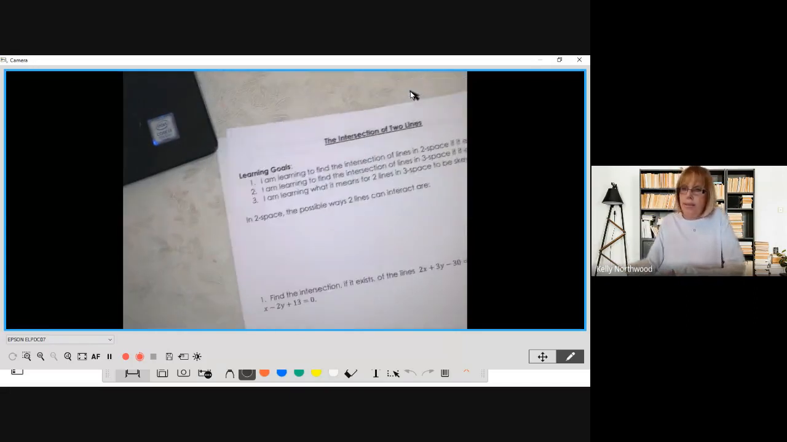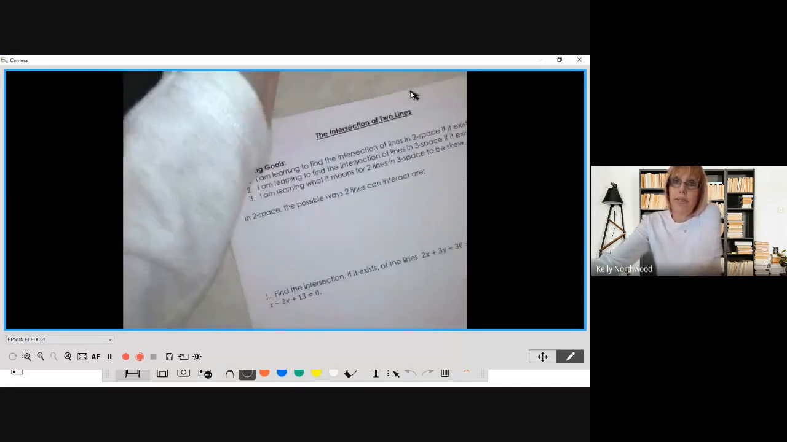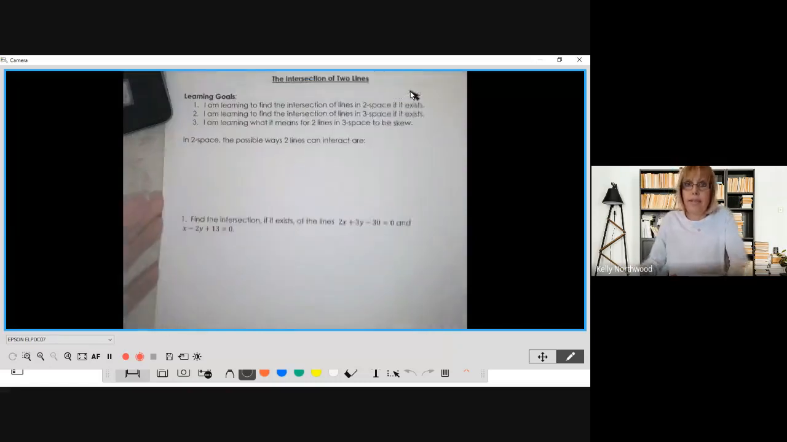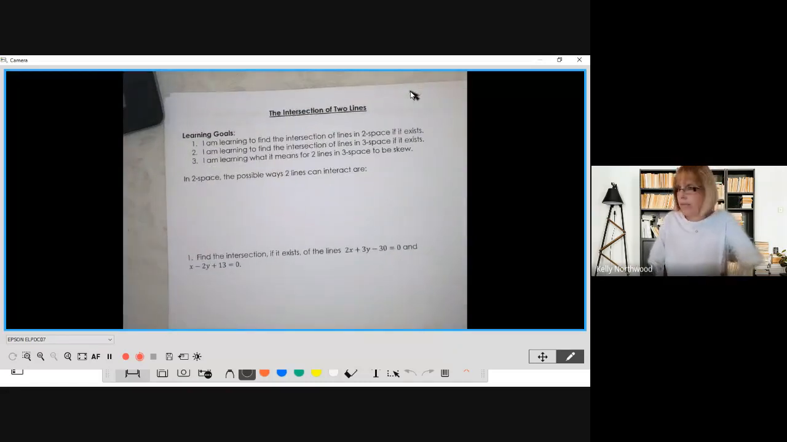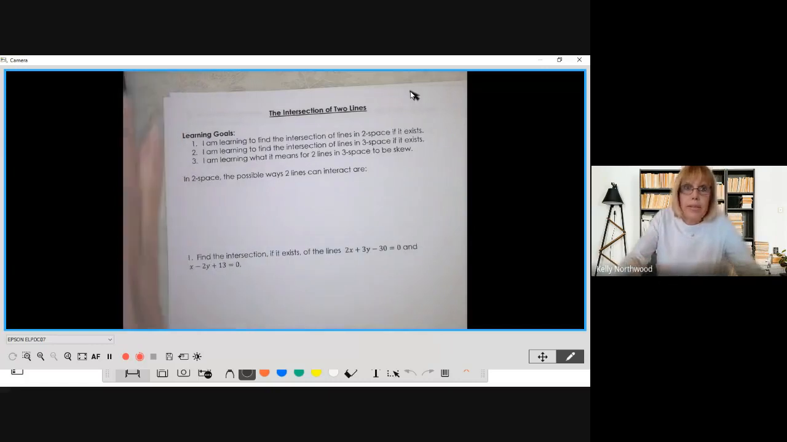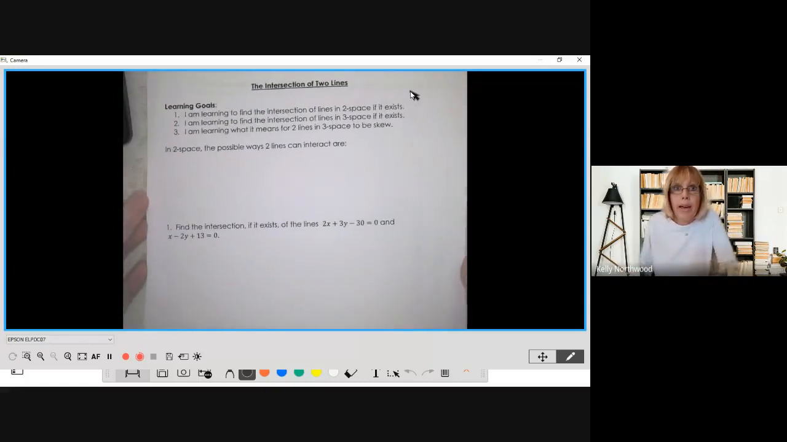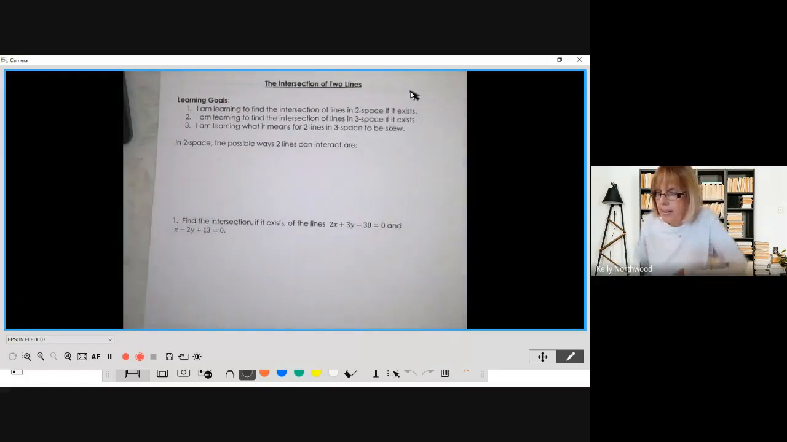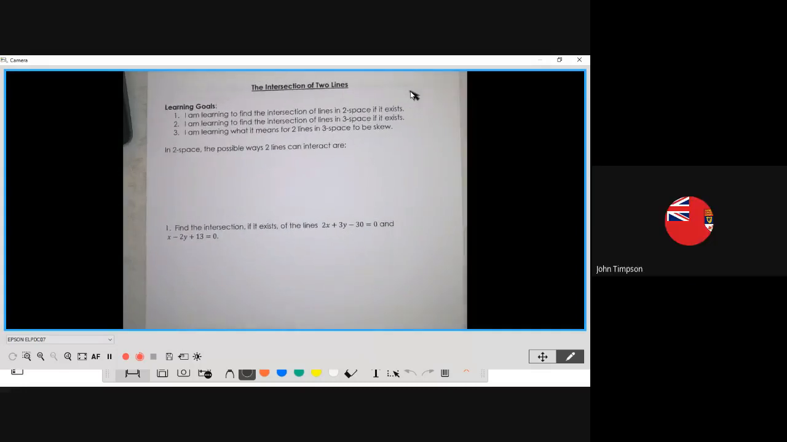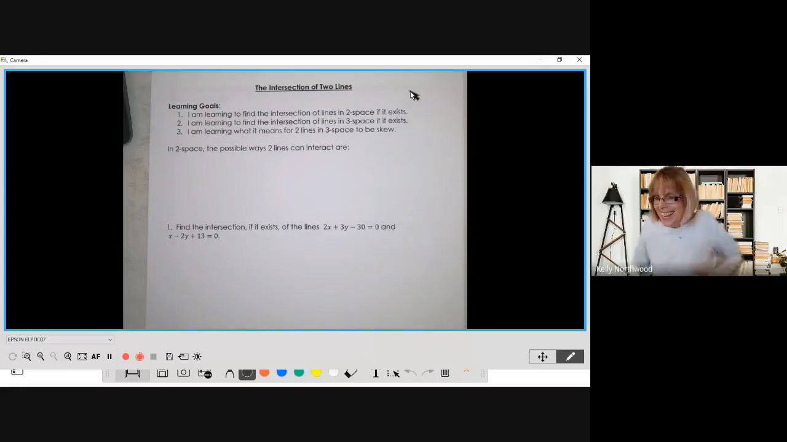Okay, so we are on the intersection of two lines today. Can everyone see in here? Okay, we're good. So we're going to start off with the intersection of two lines the way we saw it in grade 10, and then we'll also do it using parametric equations because that's the way we're going to do it when we get to three space.